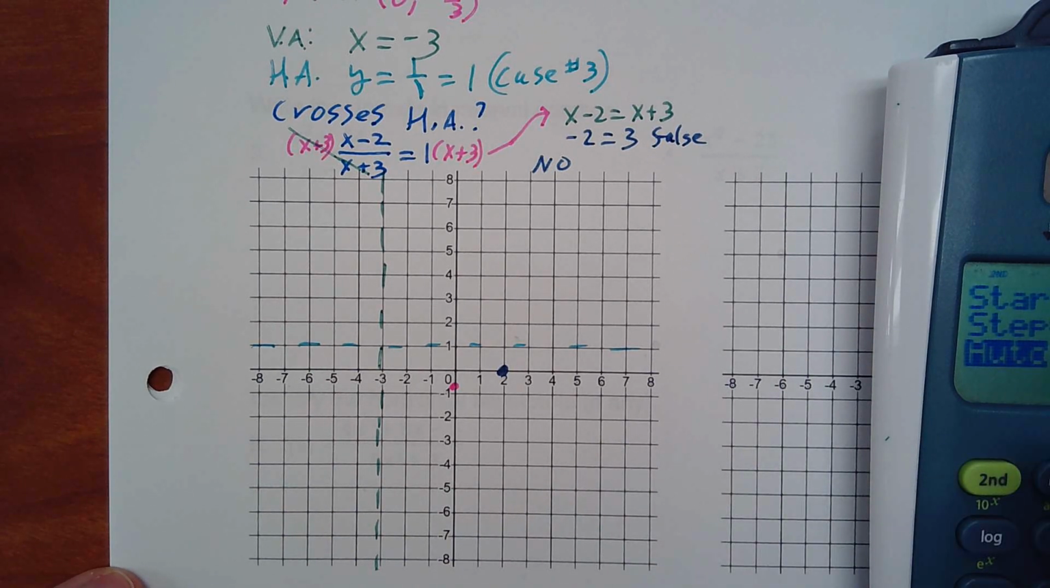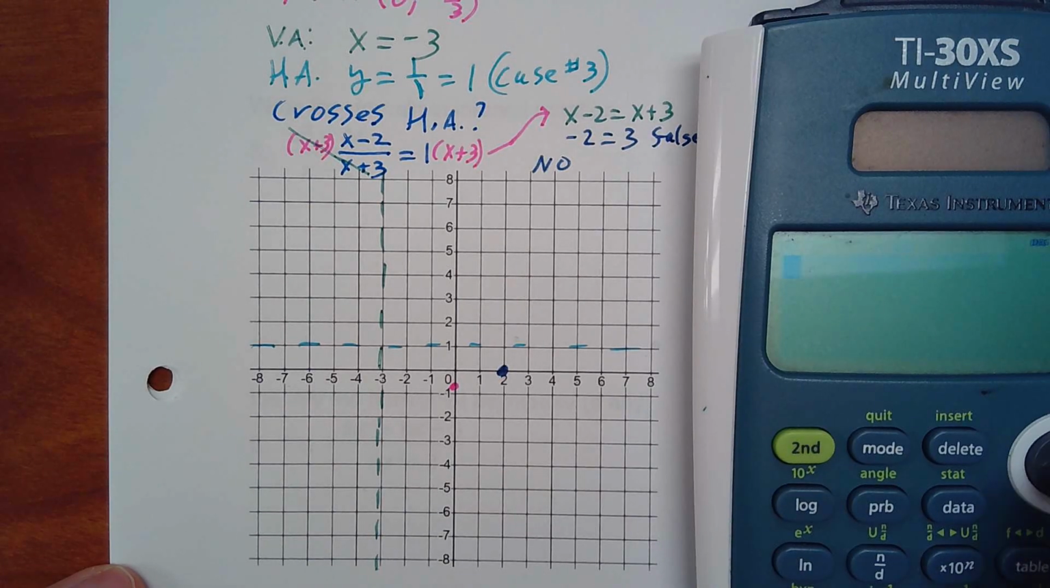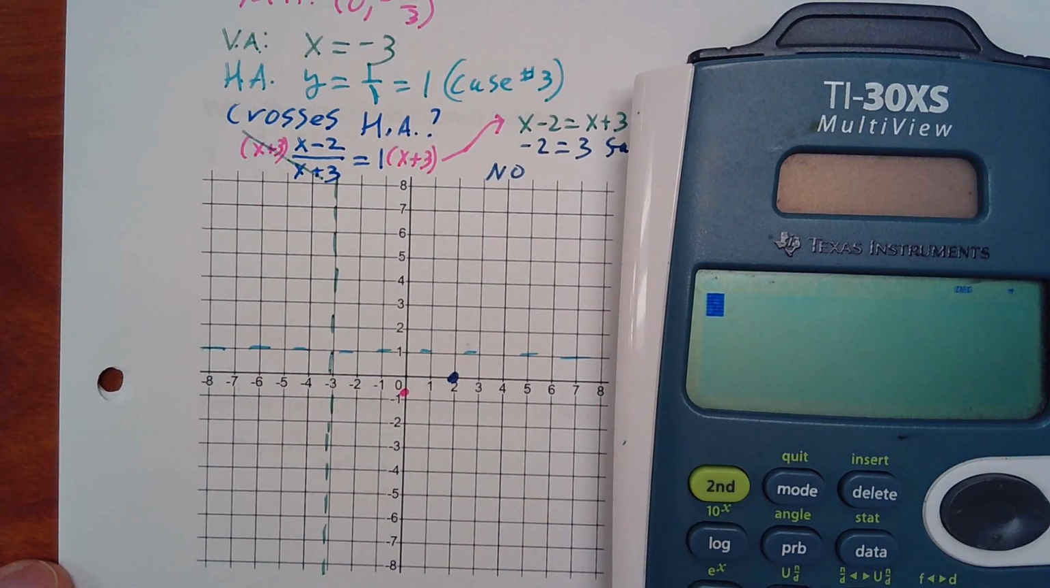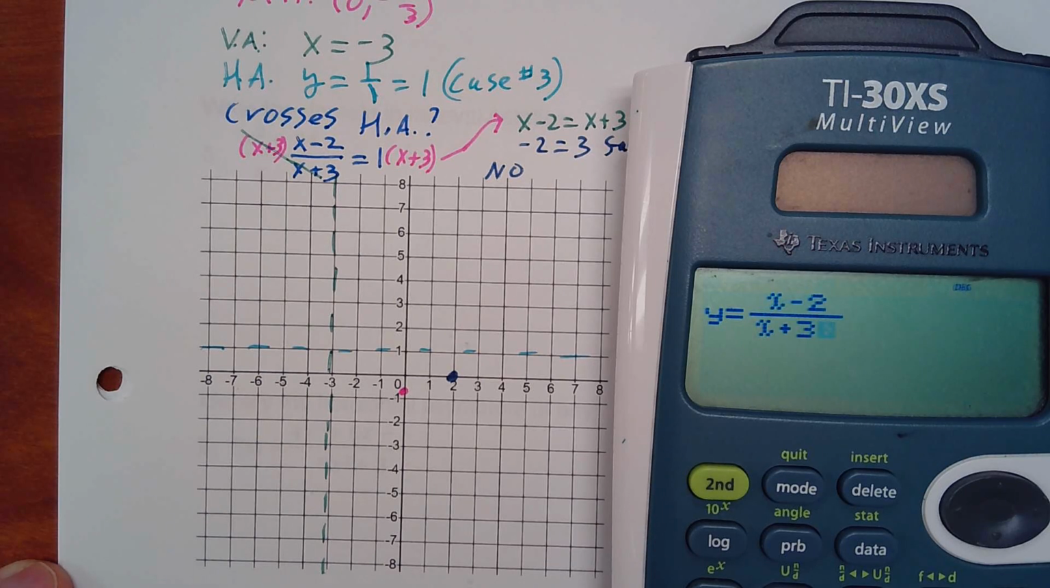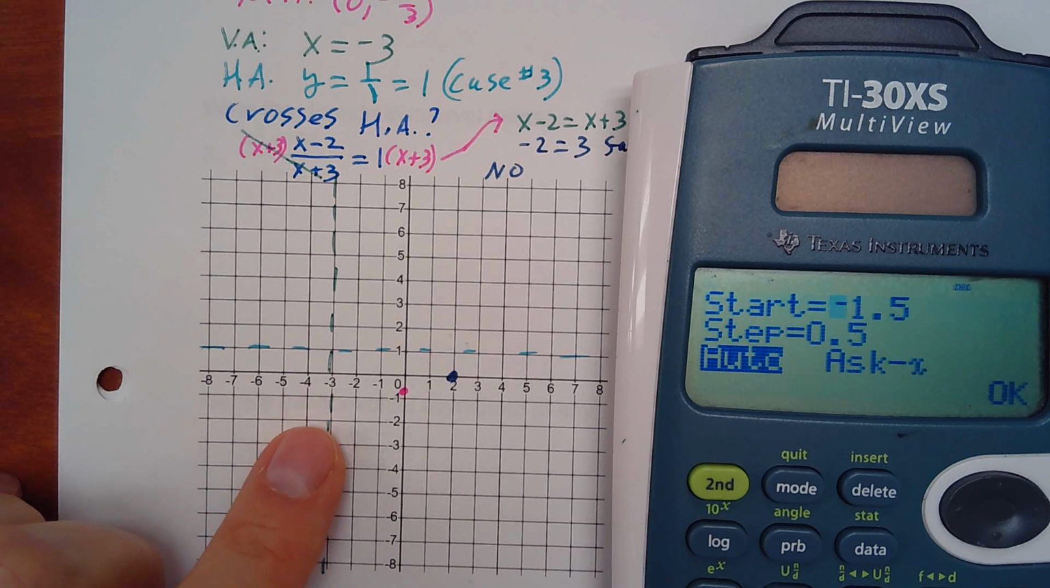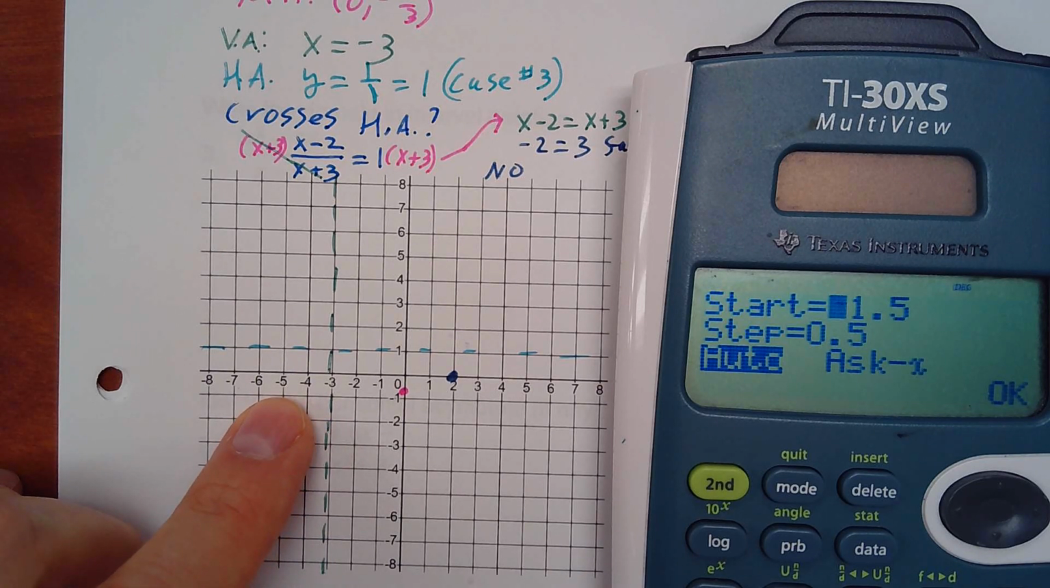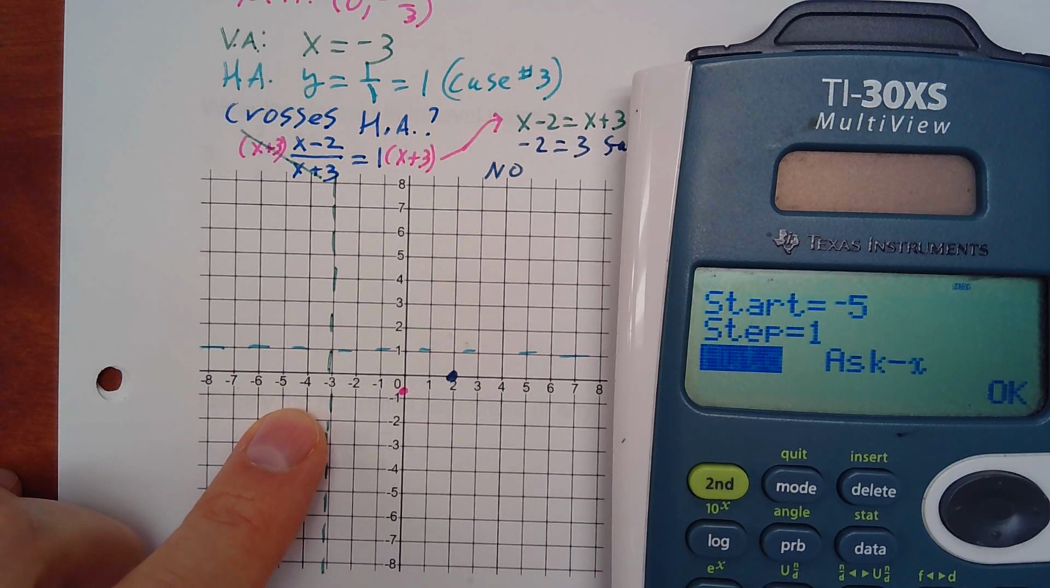So let me go ahead and quit out of this. Let's get our table going. Let's clear this. Fraction key, x minus 2 over x plus 3. And let's see, let's start at negative 5. Make sure you use that negative down next to the enter key. And for step, let me clear that. Let's do step 1.